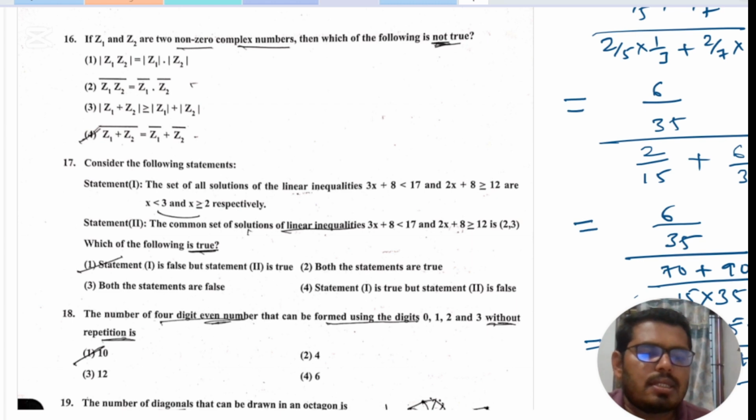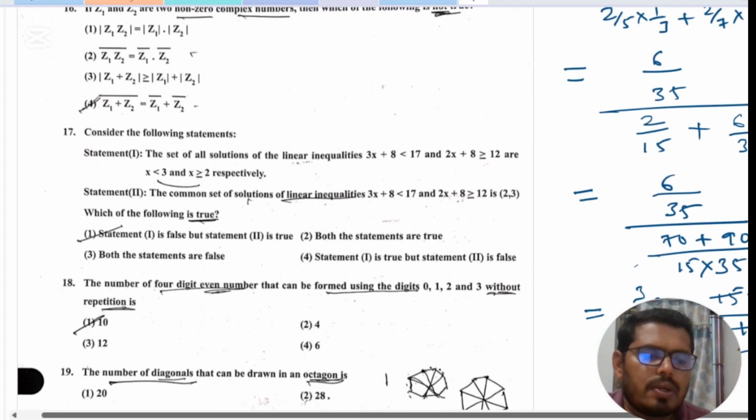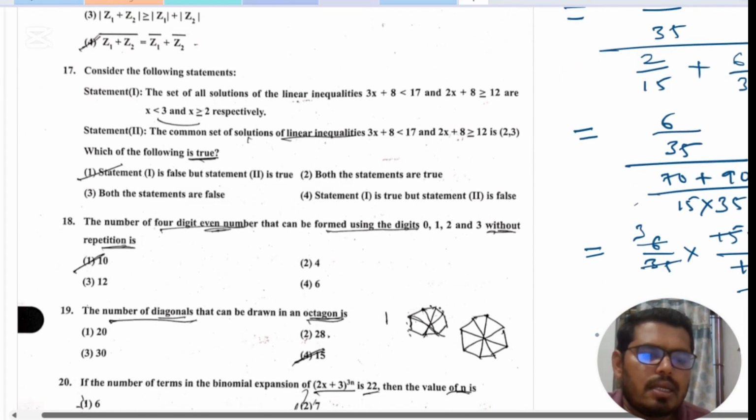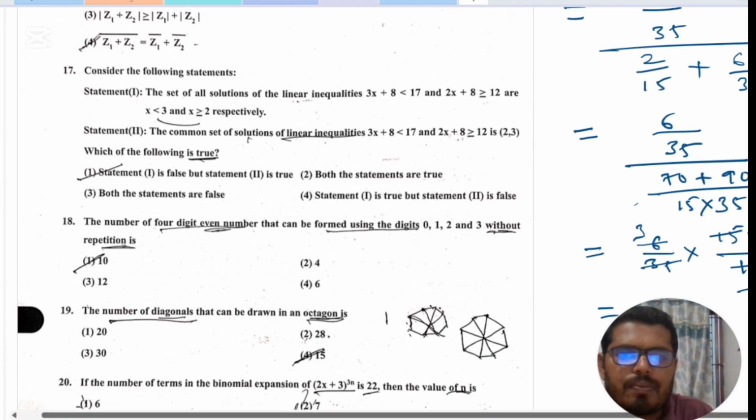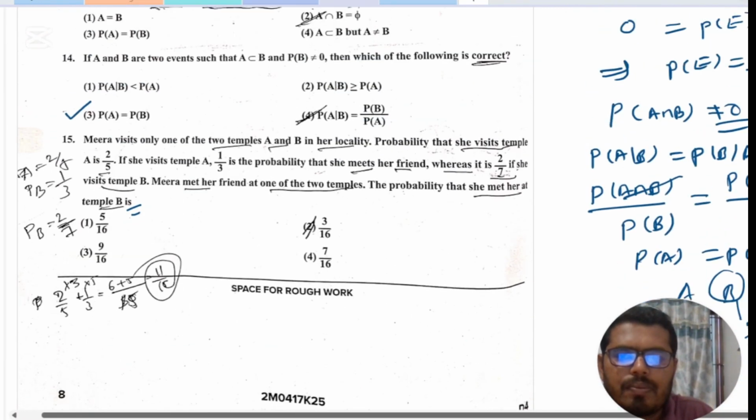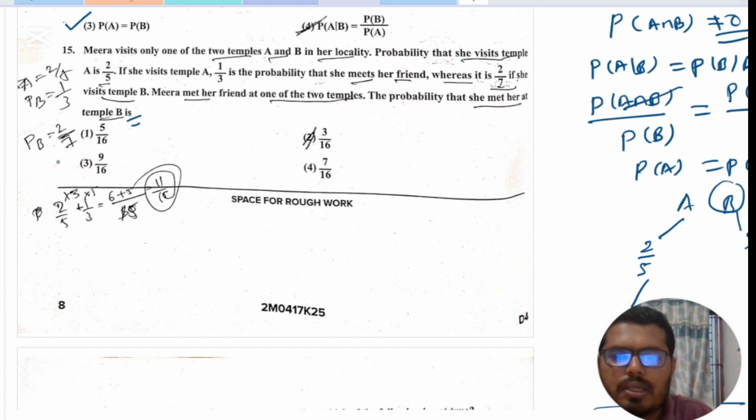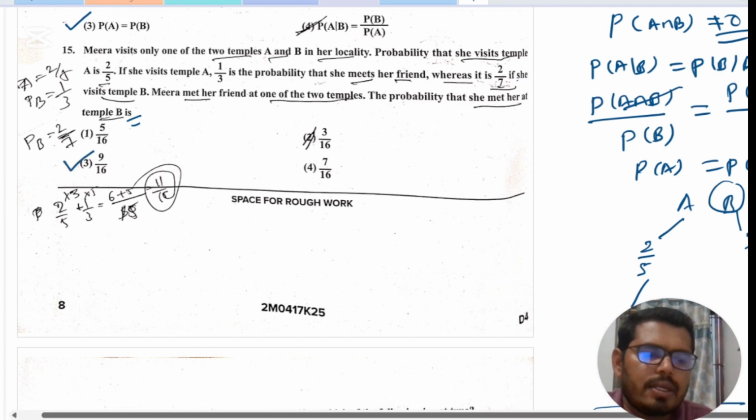2 3s are 6 and 2 1s are 12. Okay, then we get here 9 divided by 12. Therefore option number 3 is correct. Okay, next.